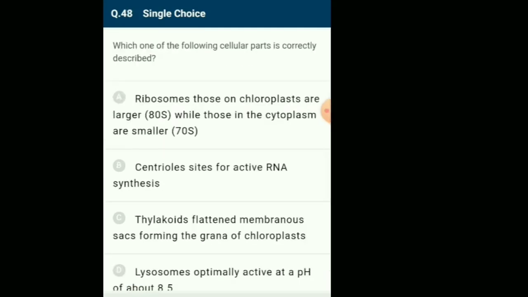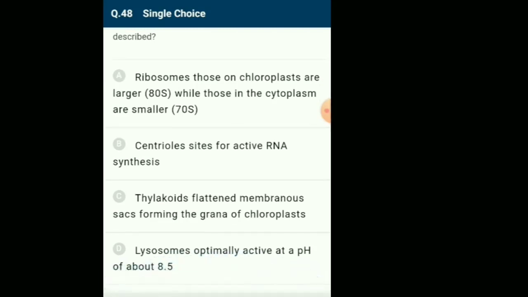Question number 48. Which one of the following cellular parts is correctly described? Thylakoids are the flattened sac-like membranes that are stacked on top of one another to form the grana of plant chloroplast. Chlorophyll and other photosynthetic pigments are situated in the thylakoid membranes, which are the site for the light reaction of photosynthesis. So the answer for this question is option C. Thylakoids, flattened membranous sacs forming the grana of chloroplast. So that is correctly described.